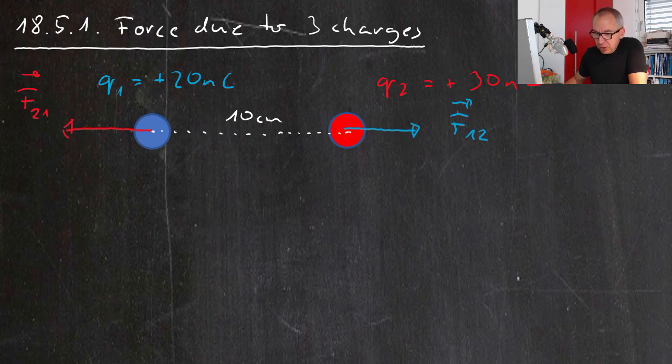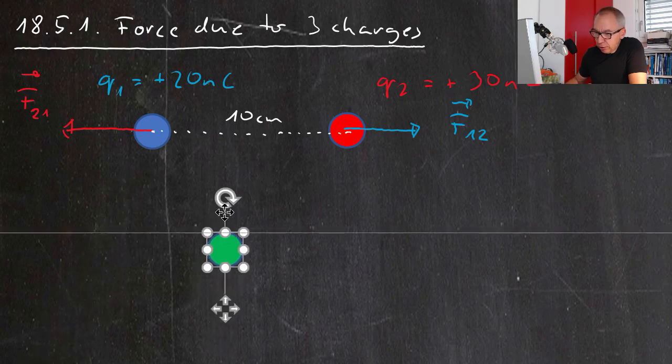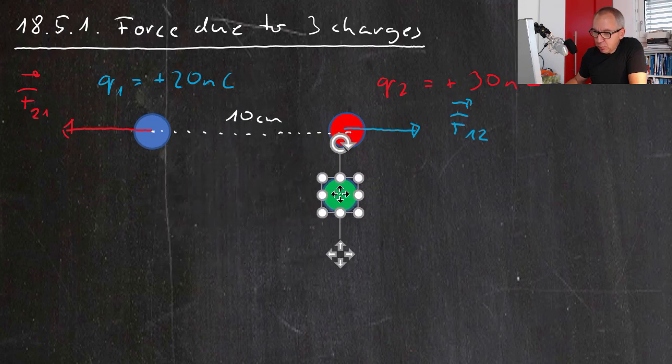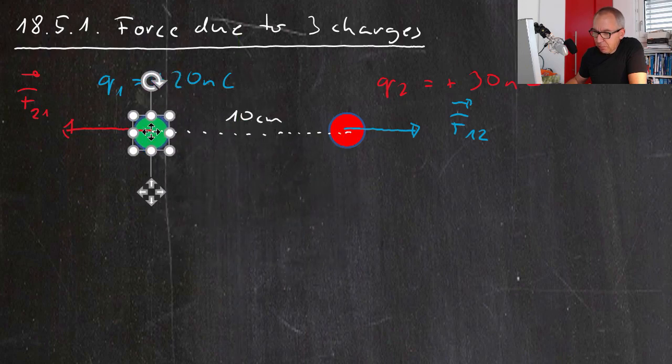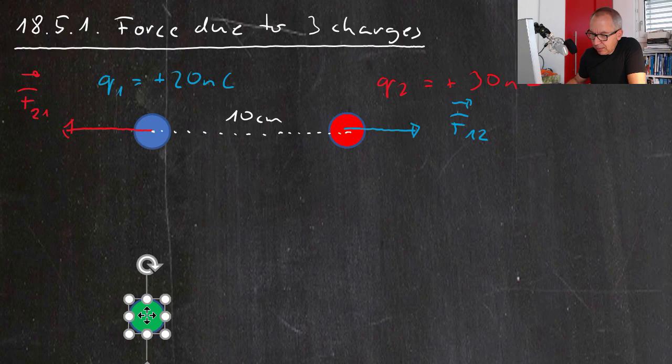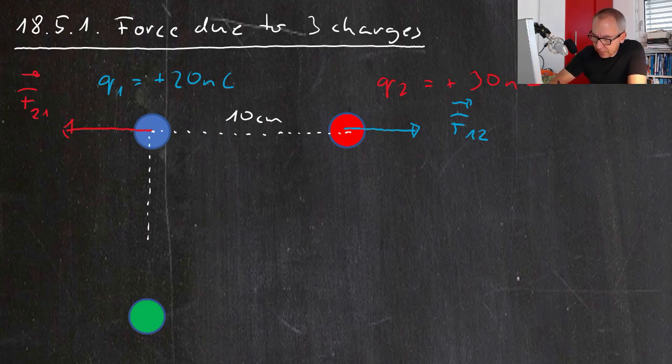However, the question is now, what happens if we add a third charge? And I could place this in between or here or here. Just we make an easy example. So I put it 10 centimeters below the one, so that we get here a rectangle basically, and that makes calculations easier. Further down at 10 centimeters again.